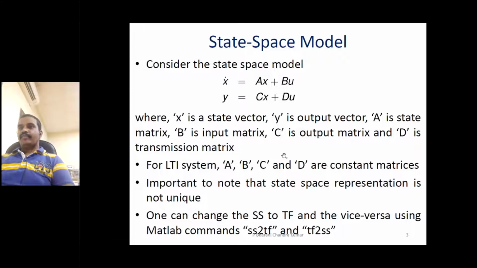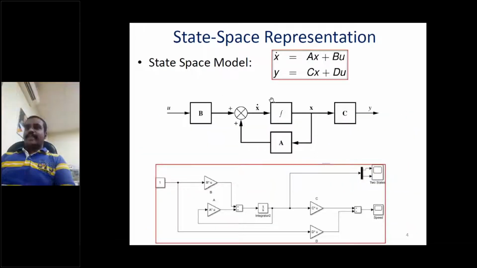Next, we will see how to represent a particular state space model in Simulink or in the block diagram approach. So this is x dot equal to Ax plus Bu, y equal to Cx plus Du. For this particular case, I assume that D is 0. This is very important. Carefully see what is happening. This integrator is 1 by s. Generally, it is represented by 1 by s in the Laplace transform.